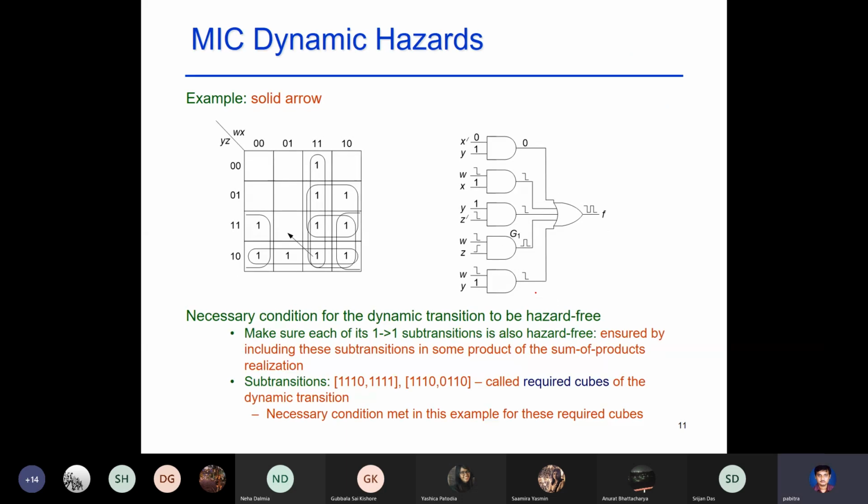Okay. So there are some necessary conditions. So this is for single. Let's see for the multiple input case what are the necessary conditions.